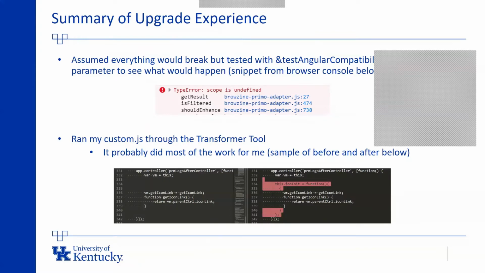So anyway, I just grabbed my custom JS and plunked it into that web transformer tool to see what would happen. You'll see I grabbed a little snippet of the comparison of the before and after. I could tell where it was framing things in this new on init function, and I'd say it did a lot of the work for me on my customization package. I packed everything back up and tossed it into my test view to see what would happen.